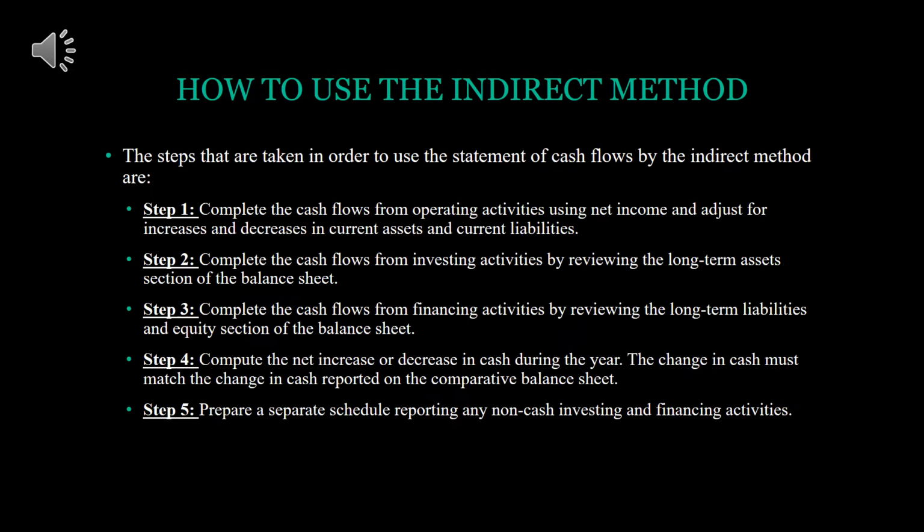How to use the indirect method. The steps that are taken in order to use the Statement of Cash Flows by the indirect method are: Step 1. You need to complete the cash flows from operating activities using the net income and adjust for increases and decreases in current assets and current liabilities.